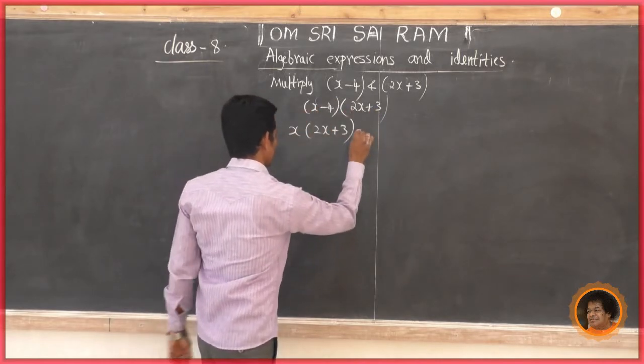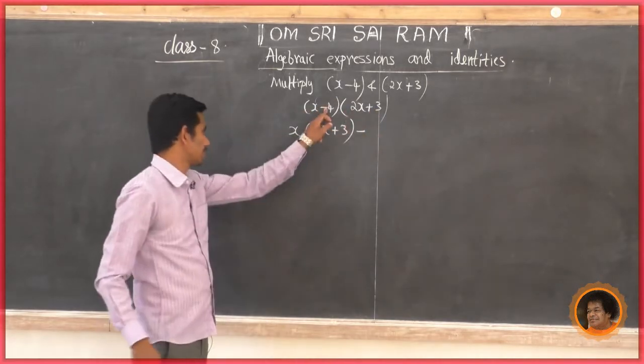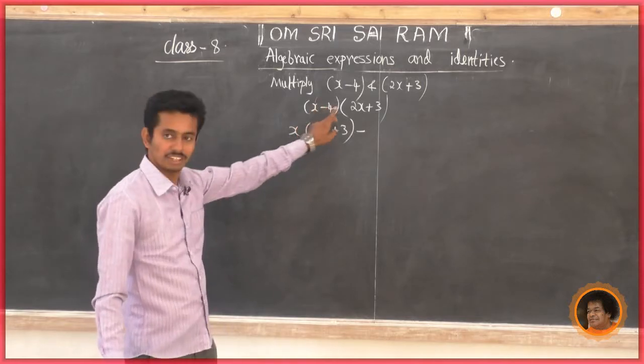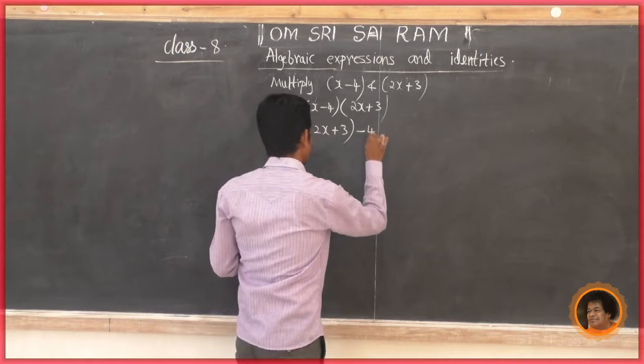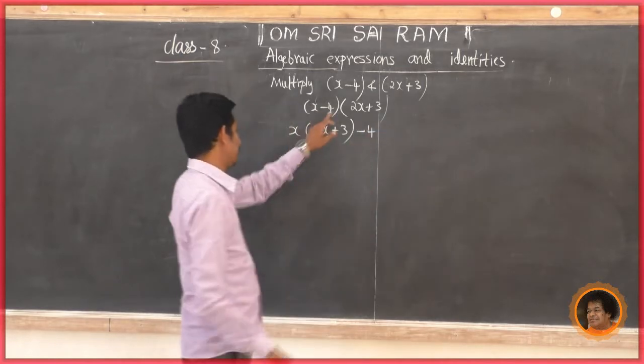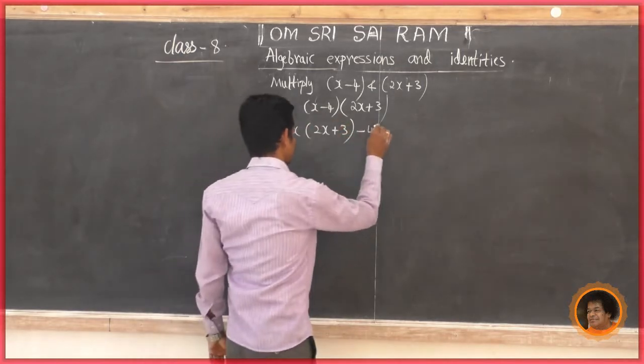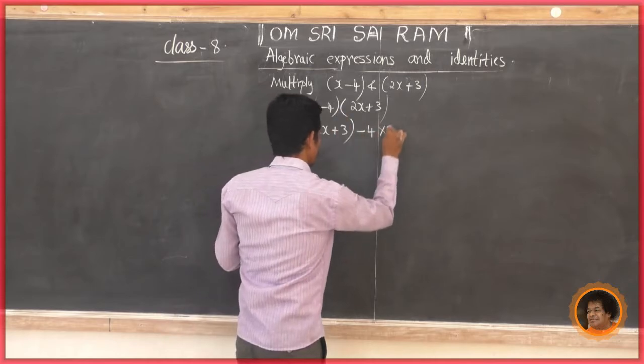Then minus. What is the sign in between x and 4? That is minus. So minus 4 into 2x.